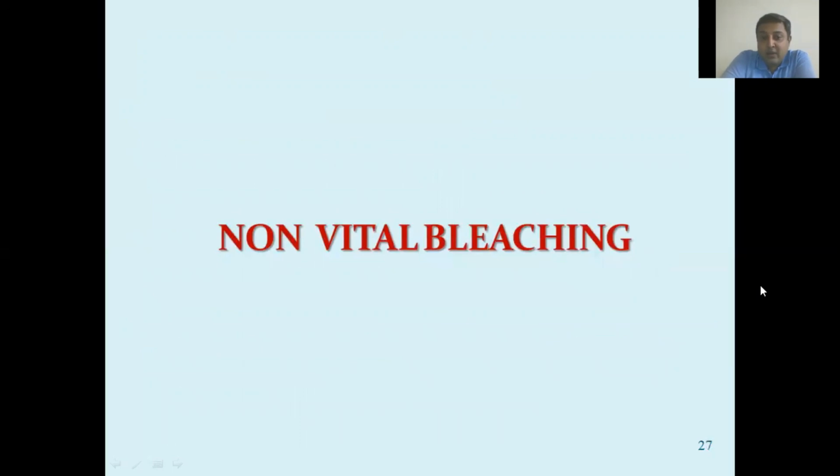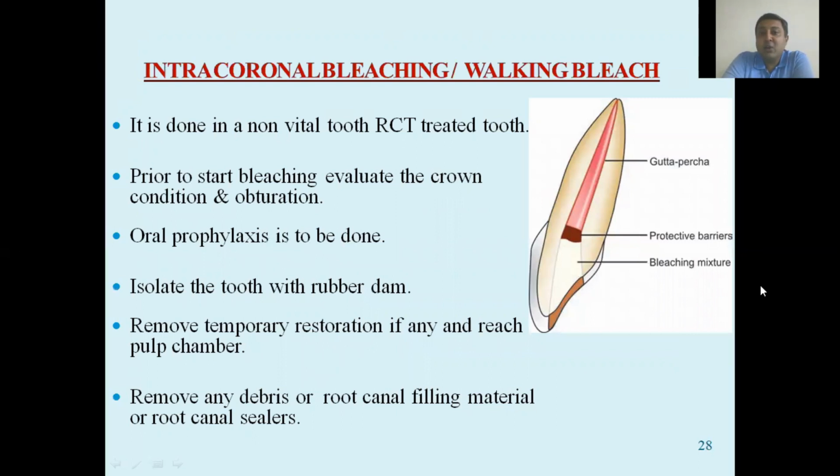Now here all the vital tooth bleaching procedures are over, and now we begin with the non-vital bleaching techniques. First we will come to the intracoronal bleaching technique, also known as the walking bleach technique. It is always done in a non-vital tooth which has undergone RCT. Prior to the start of this bleaching, we will evaluate the crown and the obturation status.